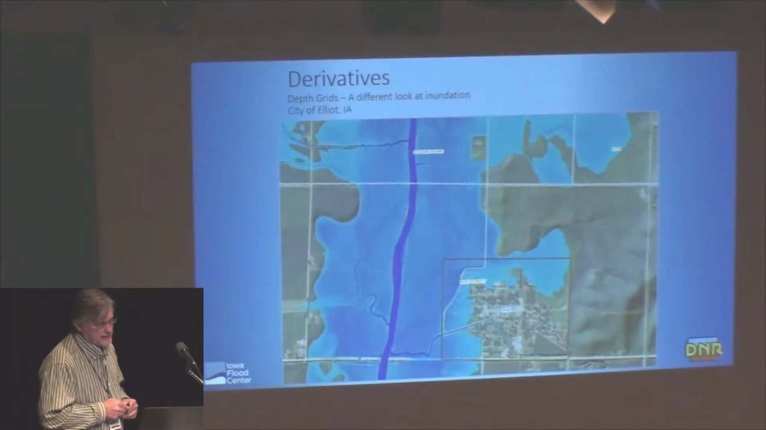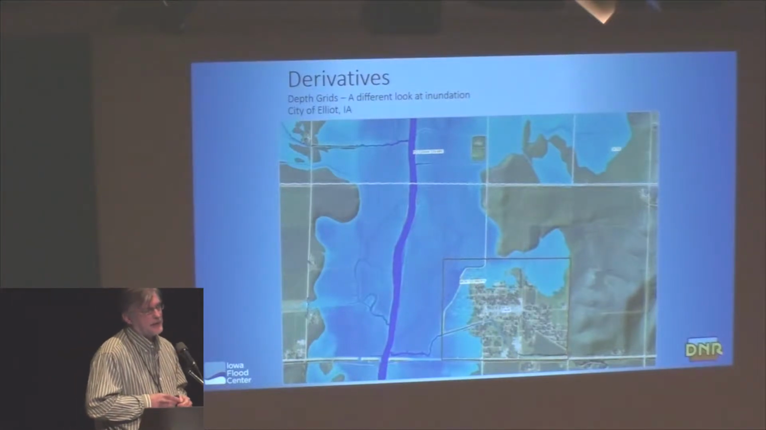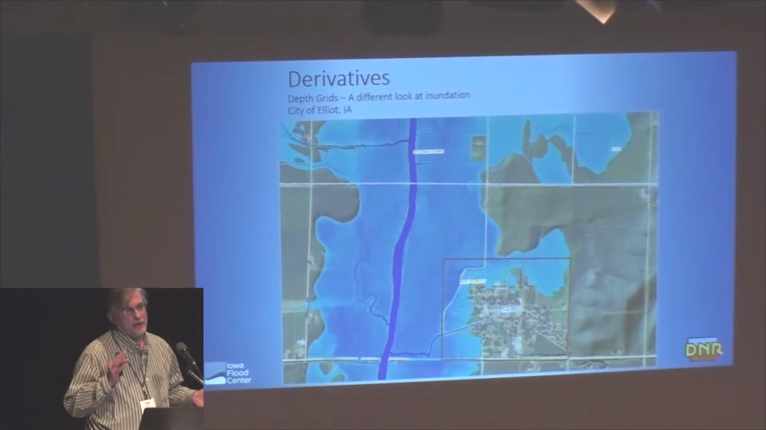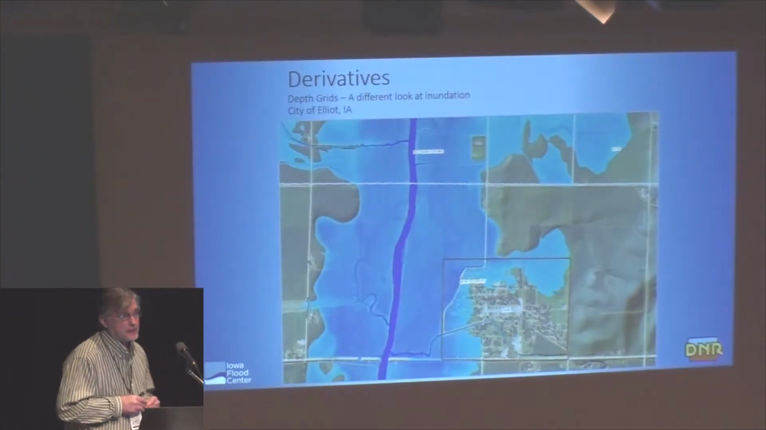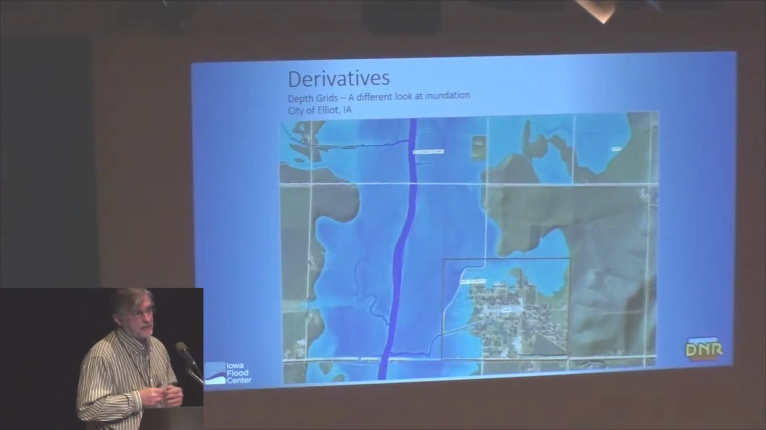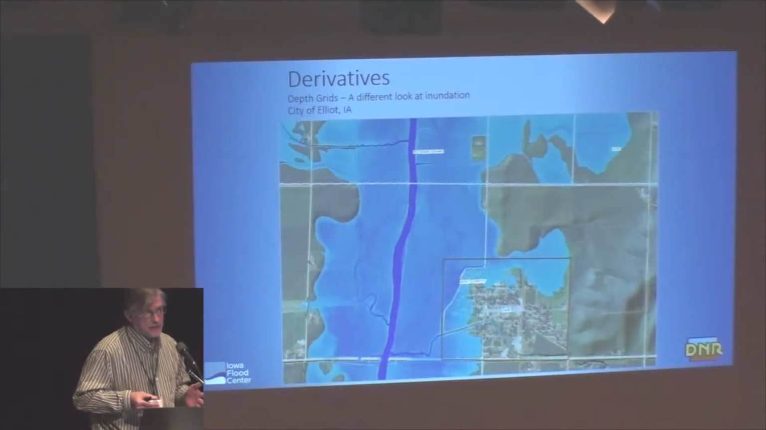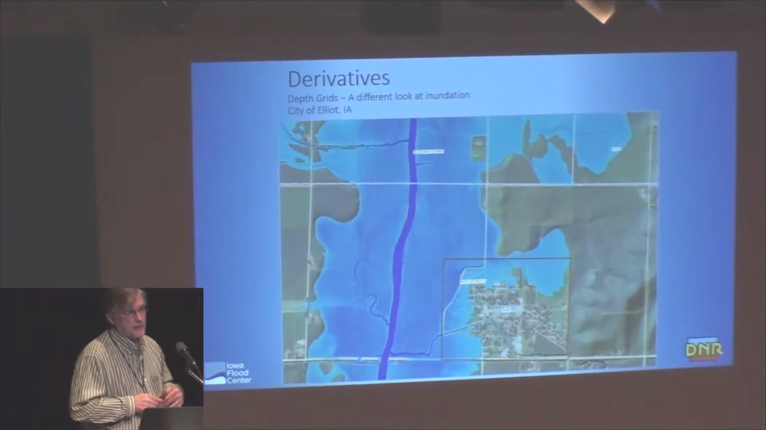So derivatives, depth grids are just a different look at what the flood is. It's one thing to know that, yes, I'm in or out, but how deep is the water? Is the water 2 inches deep or is it 2 feet deep? You know, pretty drastic emergency response difference there. Do you elevate? Do you evacuate? Do you sandbag? There's just different things that you can do at different depths. So this is a really valuable tool and gives a better idea of what's going on in the flood.